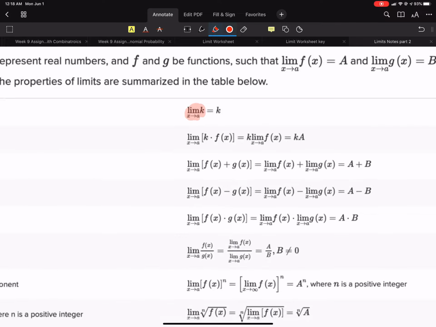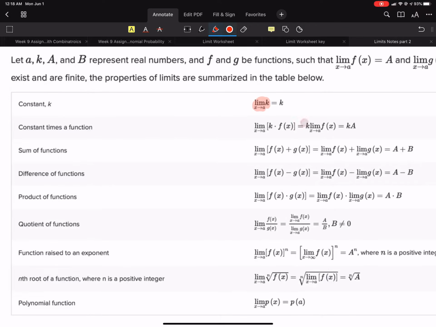Now this next one is a new property. So you have a constant times a function. Well, basically it's saying if you have a constant, you're able to, in a sense, just factor it out. So this constant k can come out in front, and that's what happens. So therefore, you take the limit of your function, and we know that's a, so it's going to be k times this limit. So anytime you see a constant, you are allowed to pull that out.